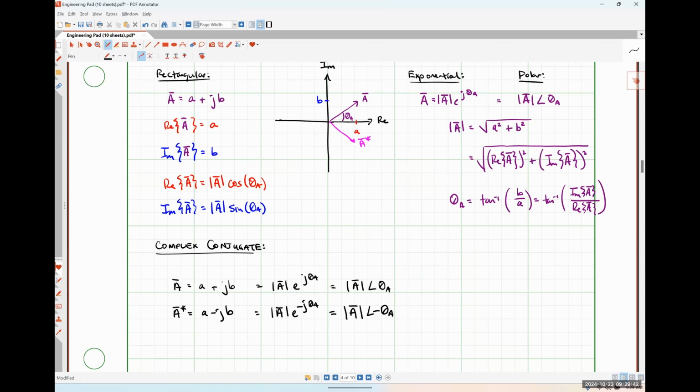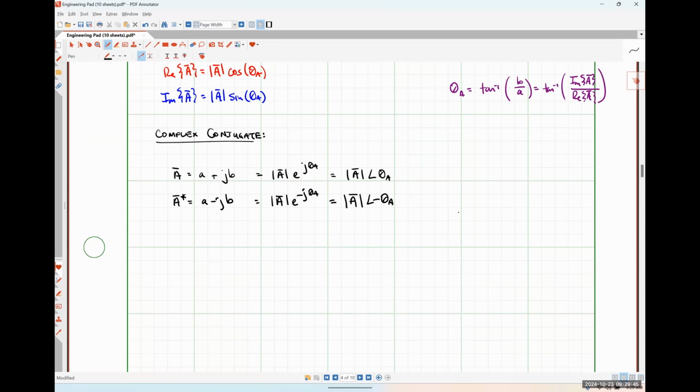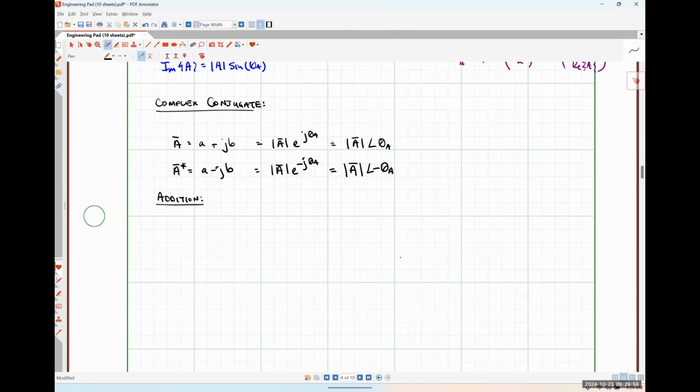Okay, now let's get into the quote unquote normal math operations. So let's start with addition. Addition, we can pretty much only do using rectangular form complex numbers, okay? So let me rephrase that. By hand, we can only use rectangular form complex numbers. So if I have complex number A is equal to lowercase a plus jb, and complex number B is equal to lowercase c plus jd, then A plus B is simply a plus jb plus c plus jd.